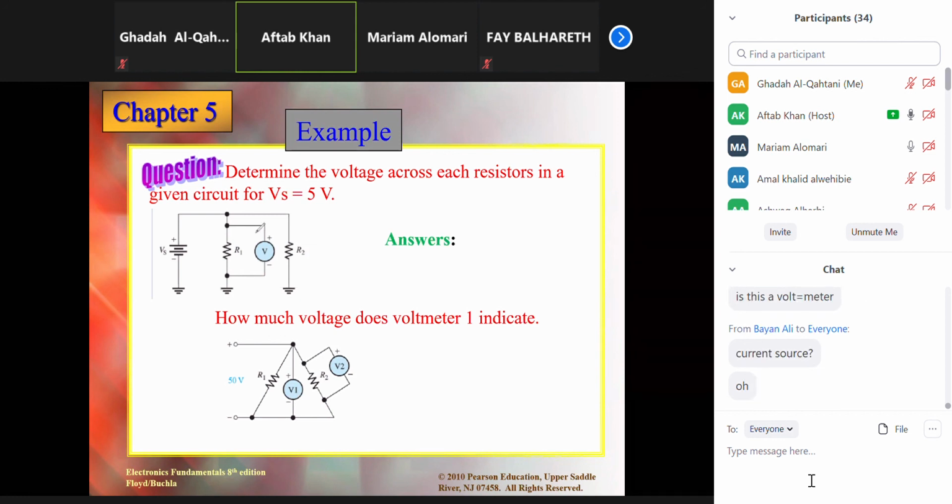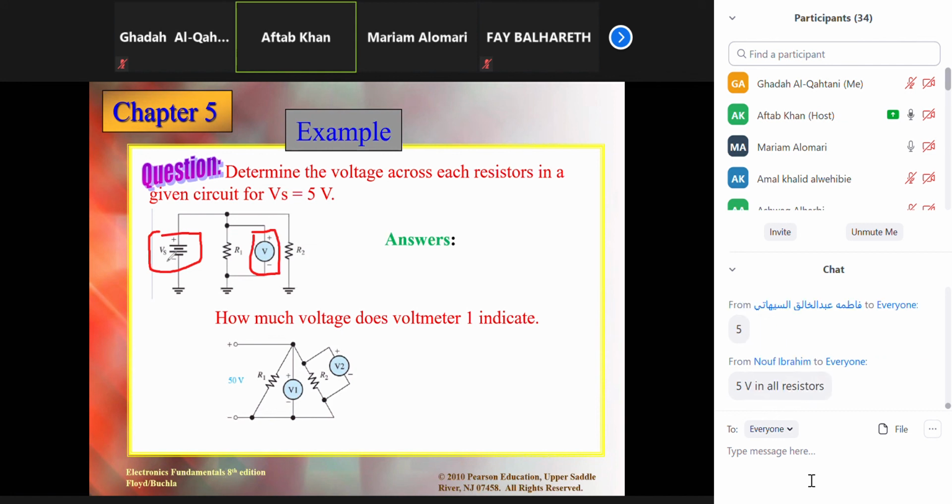It's not a source. It is a meter, a measuring device, which can measure the voltage. Okay. This is the battery. This is the source. So now they are asking simply determine the voltage across the resistor in the given circuit. So how much is the voltage? So what will the voltmeter read here? They are asking like that. If the Vs is 5 volts. So it's simple now. Check it now. Tell me.